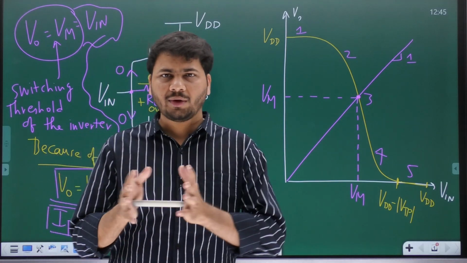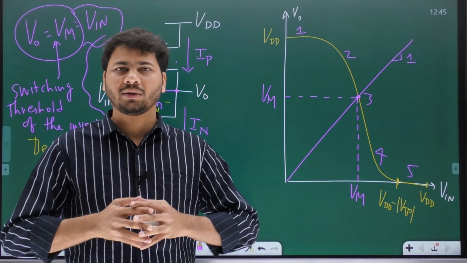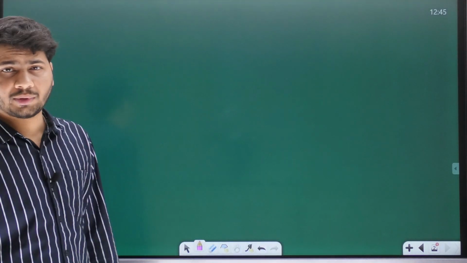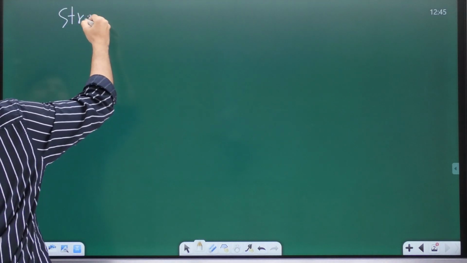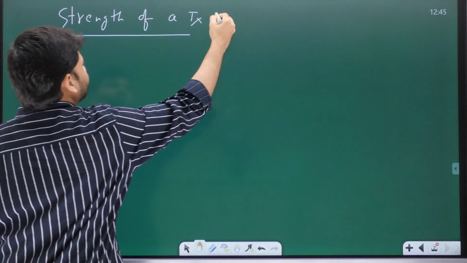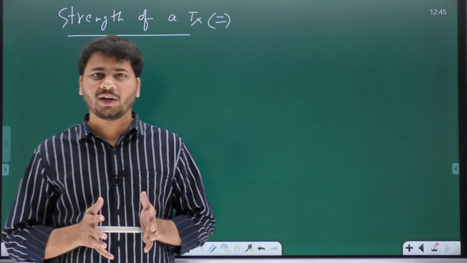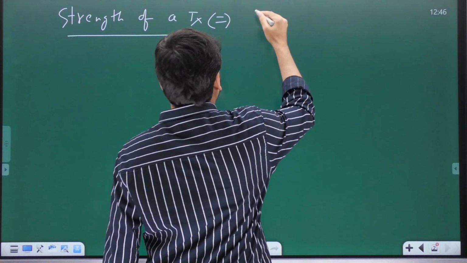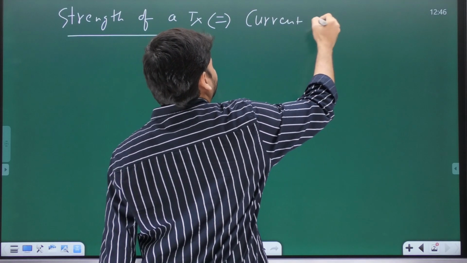Okay, before that, we'll deviate a bit and look at the notion of the strength of a MOSFET or the strength of a transistor. Okay, so what is that? In very simple words, when we say strength of a transistor, it only means what? The current driving capability of that transistor. Okay, so strength of a transistor will refer to what? The current driving capability.